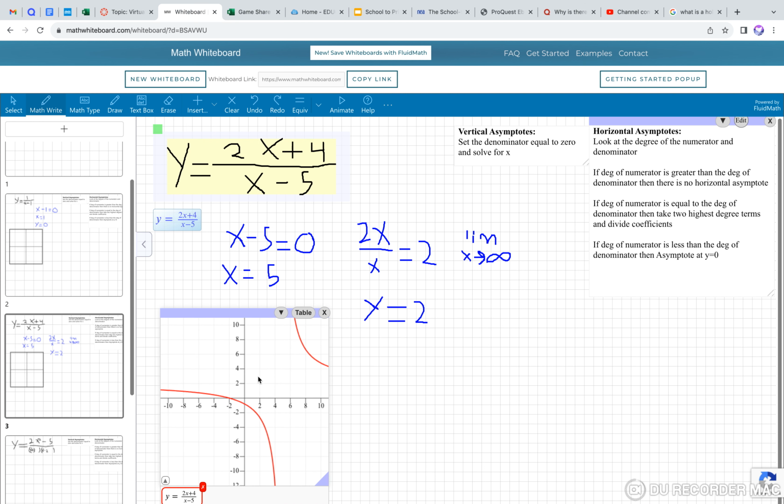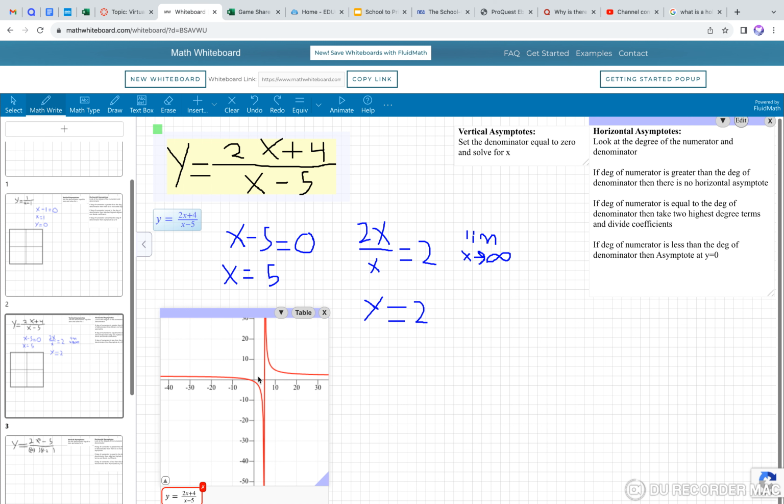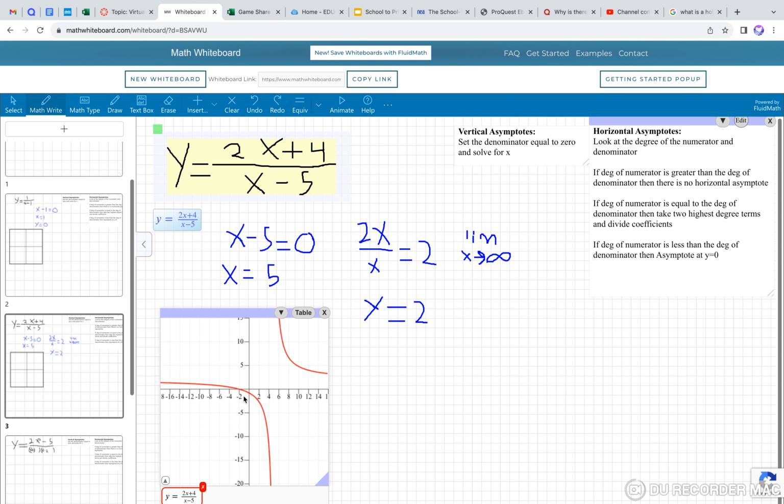Here, let me zoom out a little bit. Oh, a little too much. There we go. So we can see here, if we look for a horizontal asymptote, yep, looks like it's around 2. If we drew an imaginary line, both of these approach 2. And a vertical asymptote, it appears, yep, x equals 5. We did good on that one.